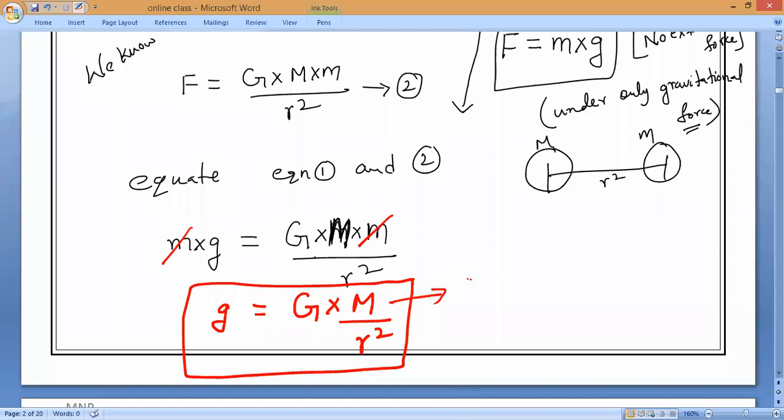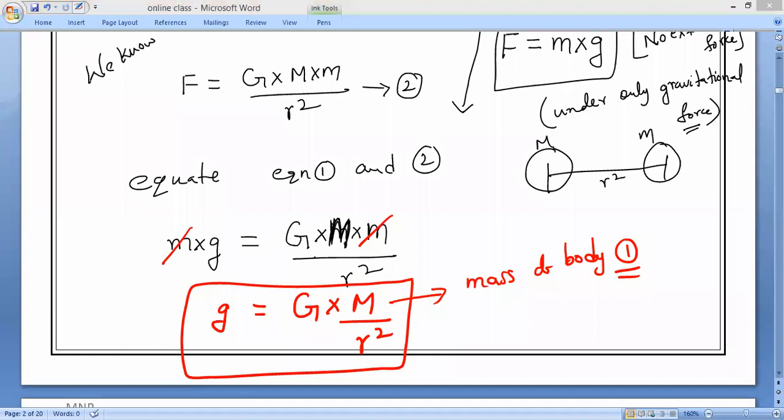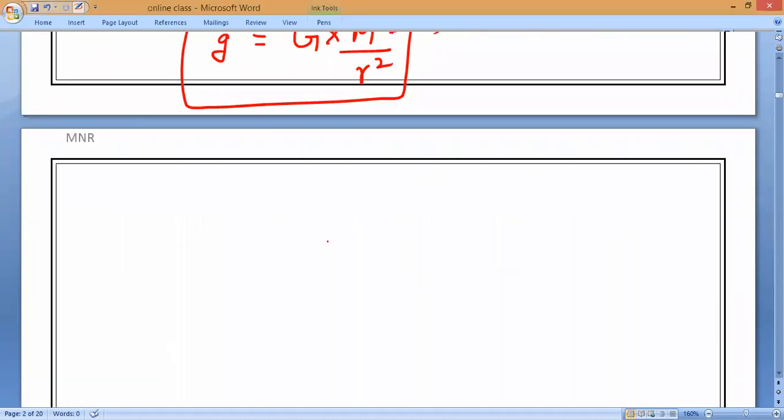What do you mean by capital M? Mass of body 1. So this is the small g formula. Small g is equal to capital G into capital M divided by R square. Any doubt, anybody can ask. So what is g? Acceleration due to gravity. That is what g means. All of you note it down.